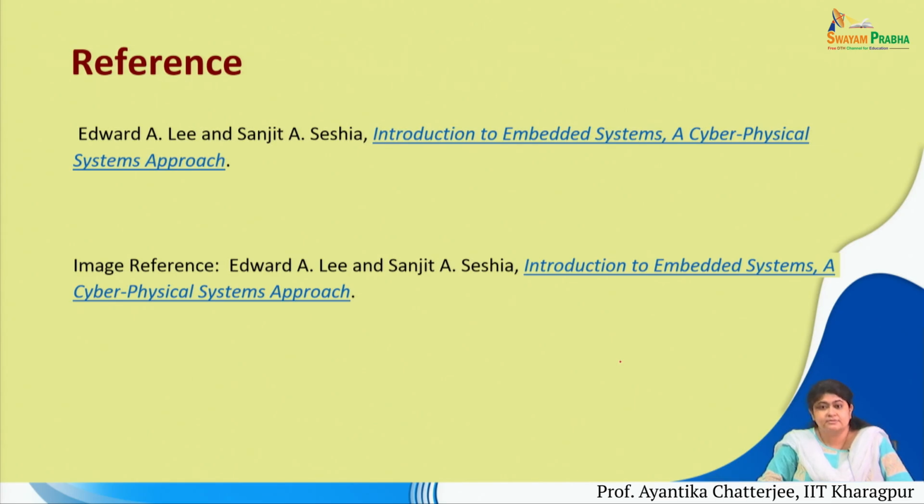This is the main reference; the books, and the images also, are taken mostly from the books. Only some Petri net property related images I have taken from separate slides, and the references are given in those slides themselves. So, with this I conclude this discussion. Thank you.